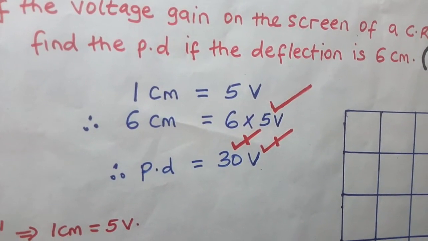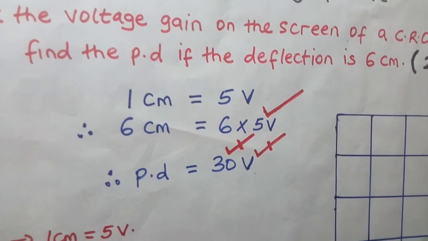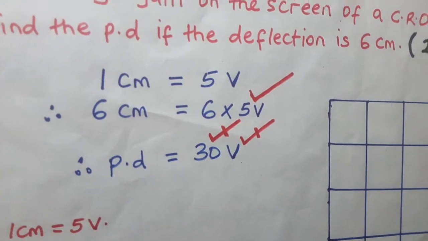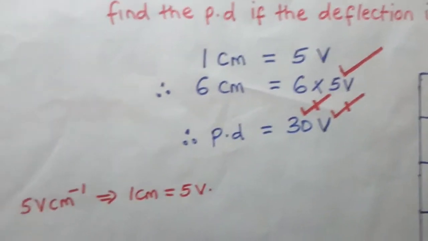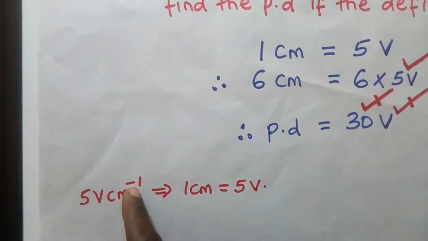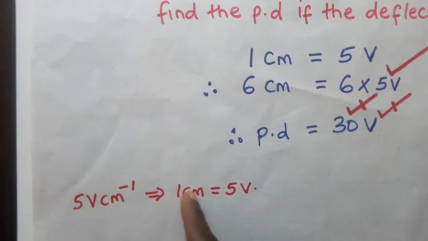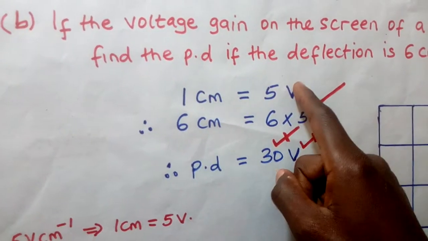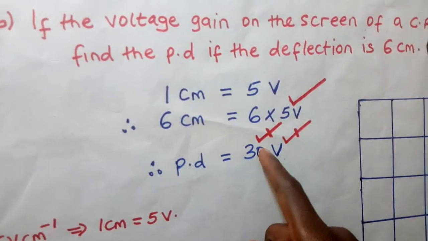So 1 centimeter is 5 volts. What about 6 centimeters? It will be 6 times 5. So the PD will be 30 volts. You see? So when we say 5 volts per centimeter, it means every 1 centimeter. So every 1 centimeter is 5 volts. So you write that 1 centimeter is 5 volts. What about 6 centimeters? You multiply. So you end up with 30 volts.